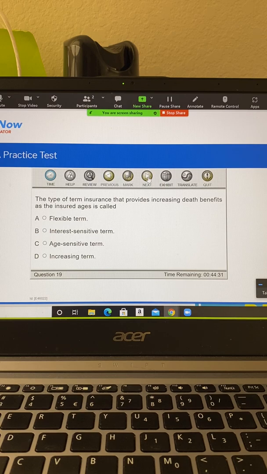The type of insurance that provides increasing death benefits as the insured ages is called. Now, we just talked about this three or four questions ago. Increasing term? All day long. Easy peasy.